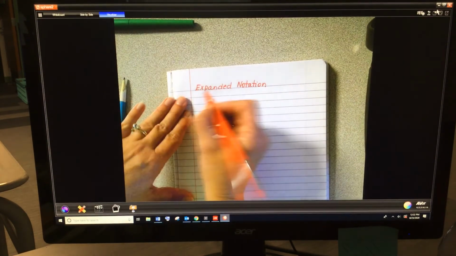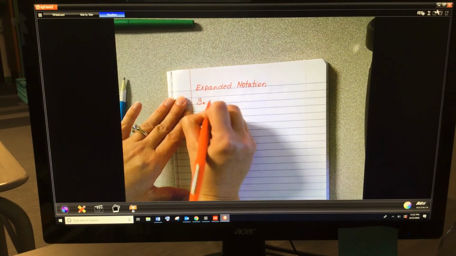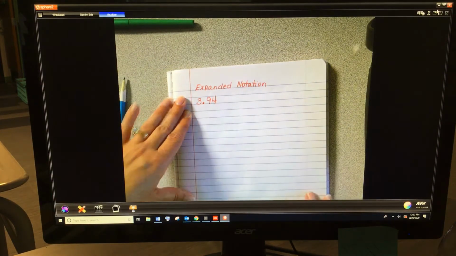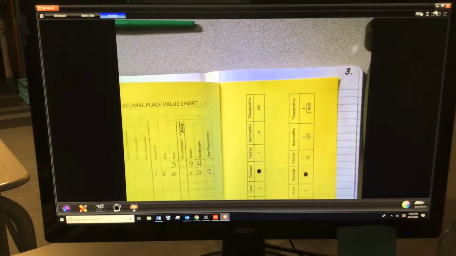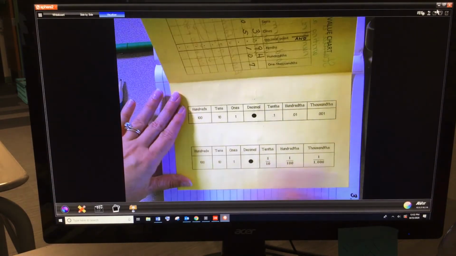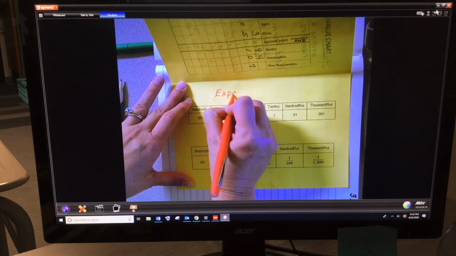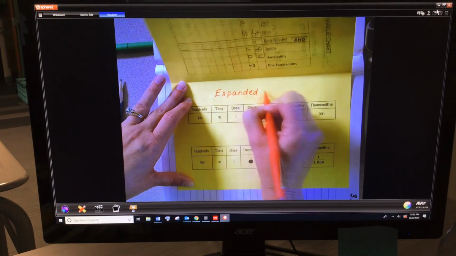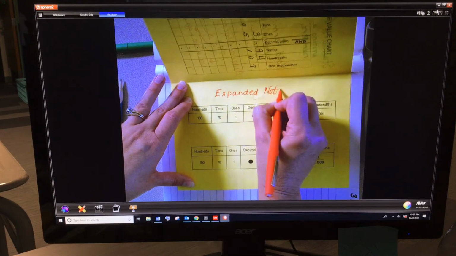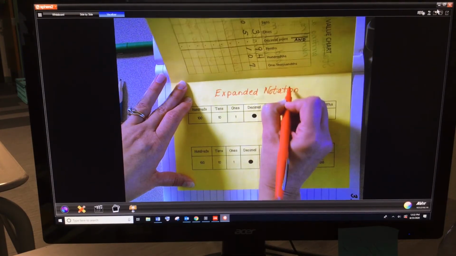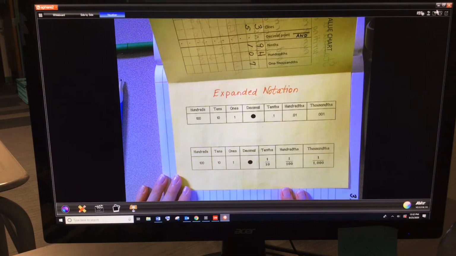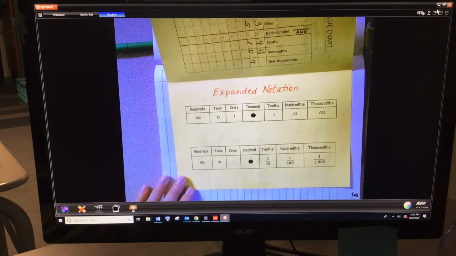I'm going to take the same numbers we used before, 3 and 94 hundredths. Now, I want you to go back to your yellow paper or whatever color paper you had. And now we're going to go here. We're going to look here now. This is describing your expanded notation. This is going to be helpful in writing expanded notation. Now I'm going to get my pencil so that I can erase.